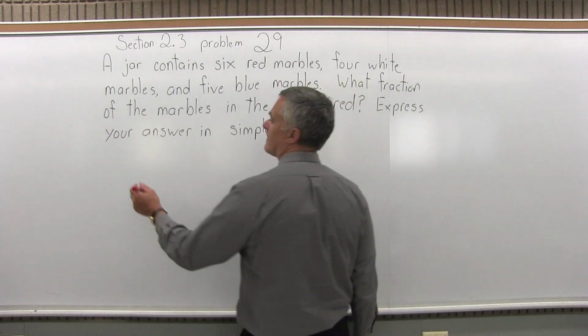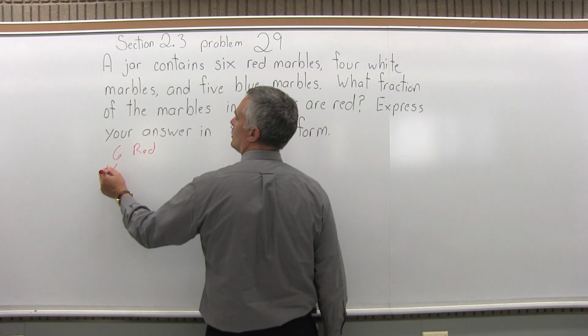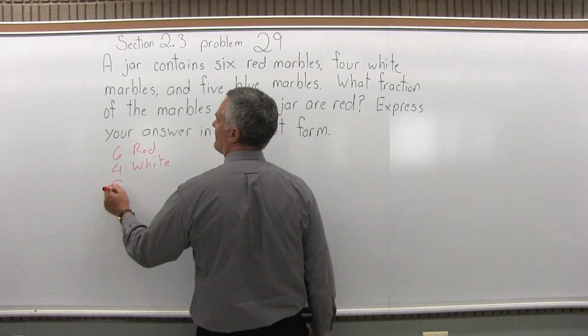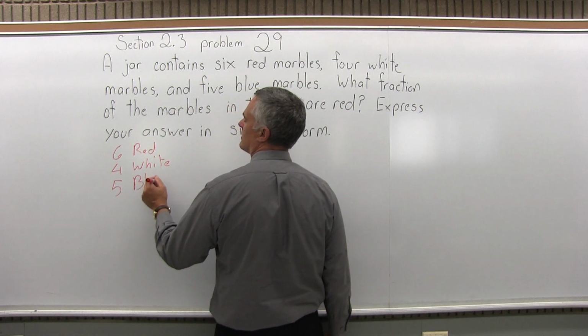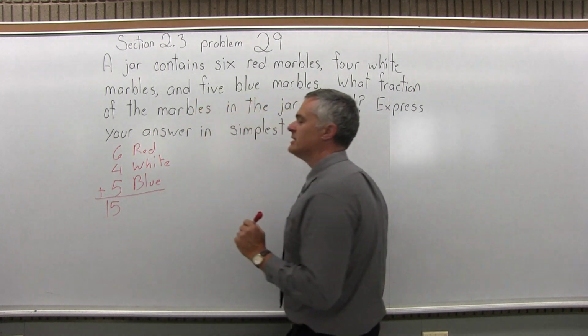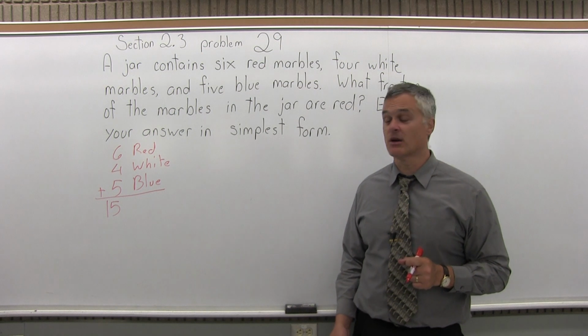So, we have 6 red, 4 white, and 5 blue. So altogether, the jar contains 15 marbles. So first we have to figure out how many marbles are in the jar altogether.